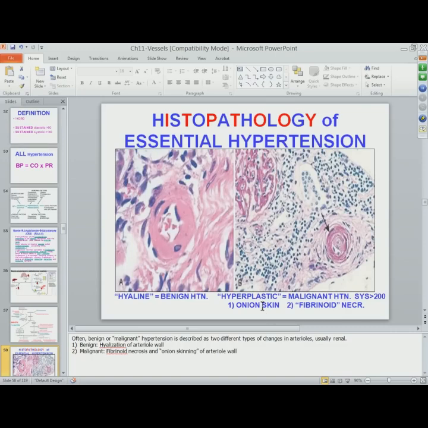So, end result, when you see onion skinning around an arteriole, or fibrinoid necrosis, which I don't think we see here too well, but it would look very much like granular pink hyaline substance, very much looking like fibrin, but it's not. That's why it's called fibrinoid. These are things which are features of malignant hypertension. Okay?